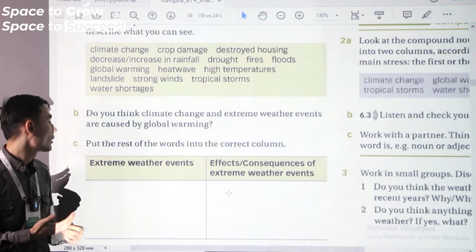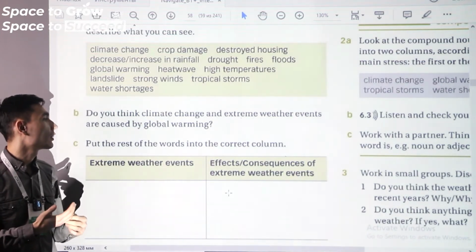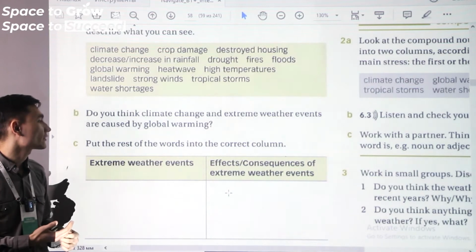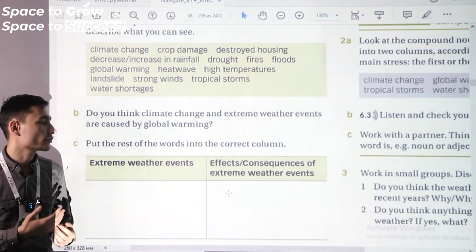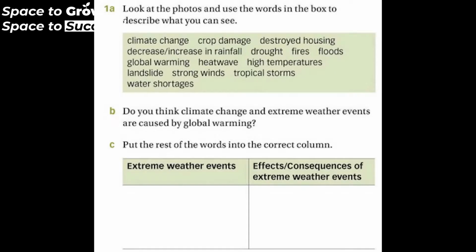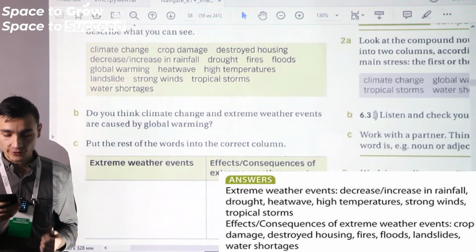Exercise 1C. Put the rest of the words into the correct column. Here: extreme weather events, and the effects and consequences of extreme events. Pause the video, try to do this exercise on your own. And now let's check the answers.